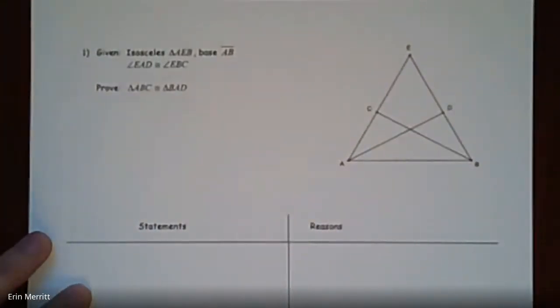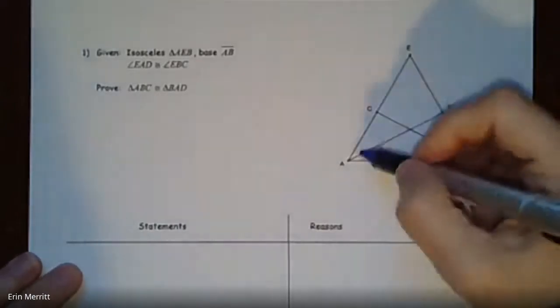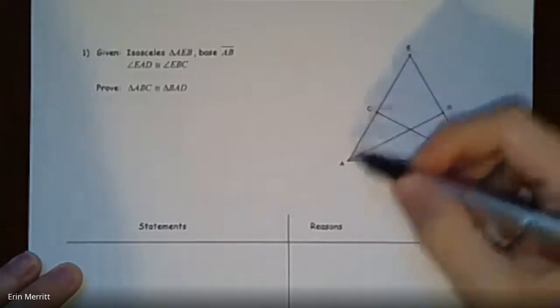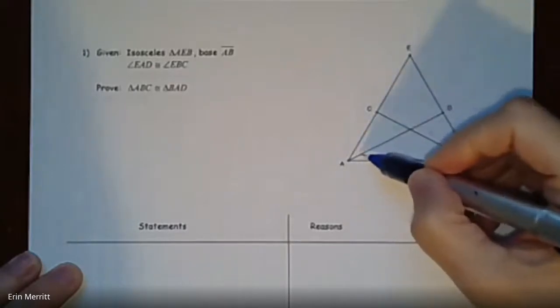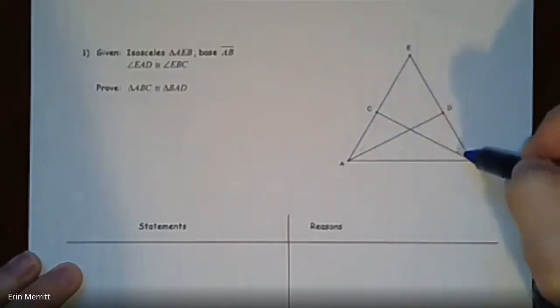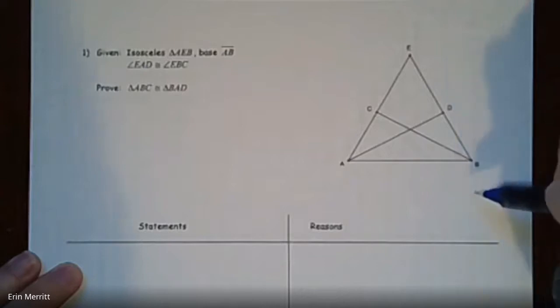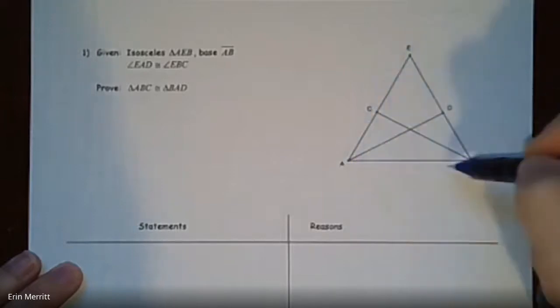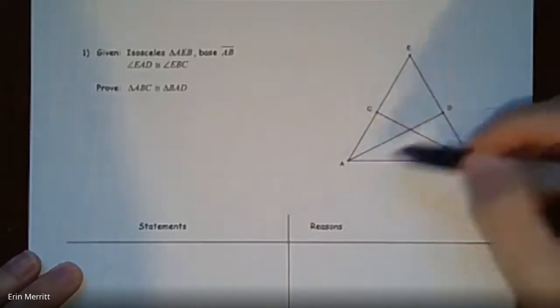Let's jump right on in to some of these guys here. So the very first one, you've got an isosceles triangle, AEB. That's the big triangle here. They're telling you angle EAD is congruent to angle EBC, this angle right here. And we're going to prove that triangle ABC, at the bottom, is congruent to triangle BAD.